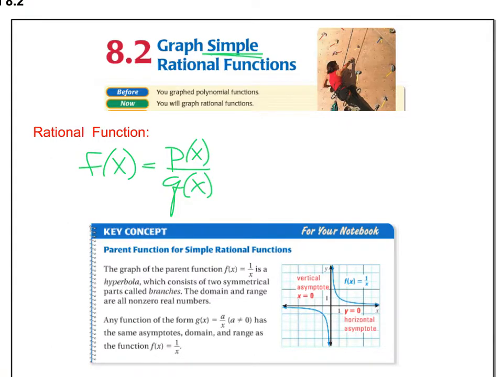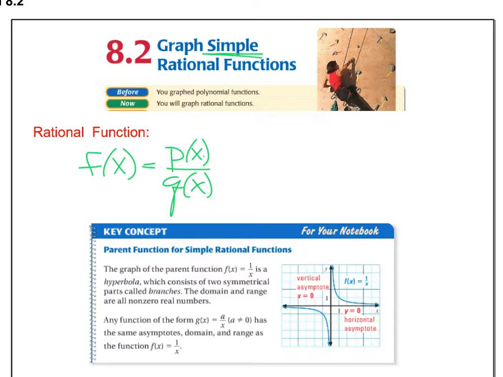And here I just wrote that f of x is p of x over q of x. And those are two different functions, remember. I have function notation here that we have f of x, and that result is the quotient of two different functions, p of x over q of x.